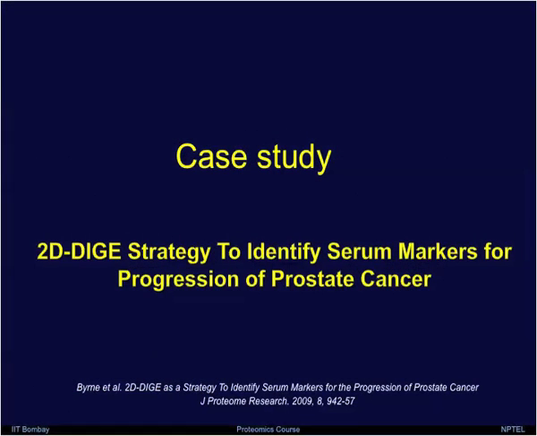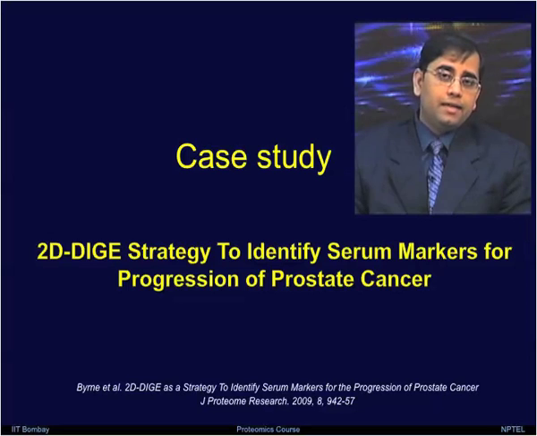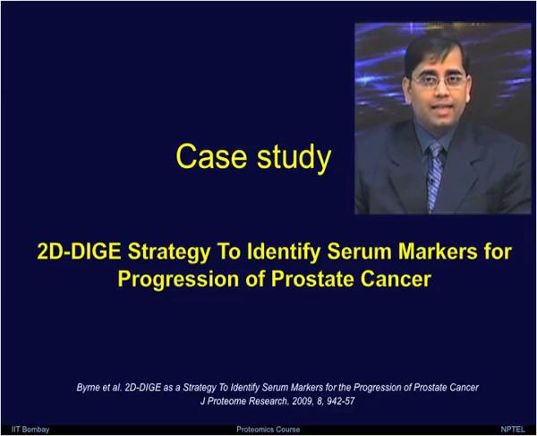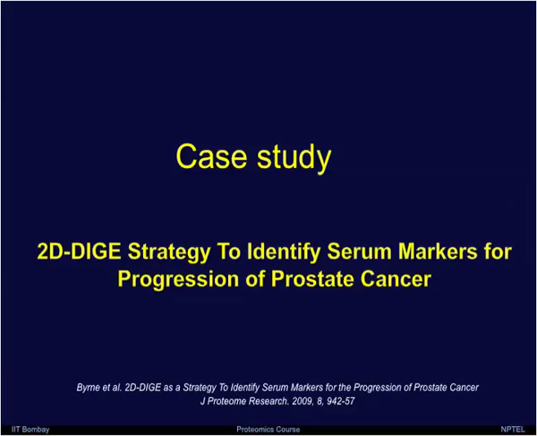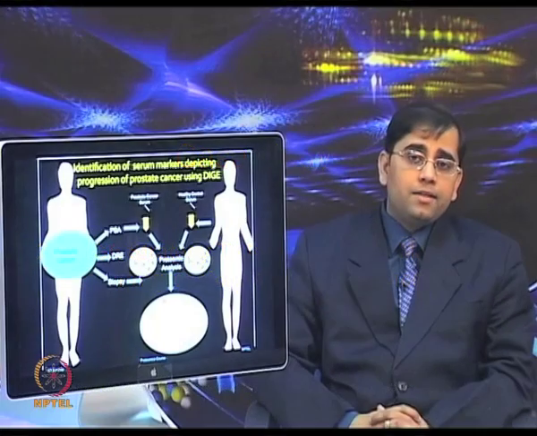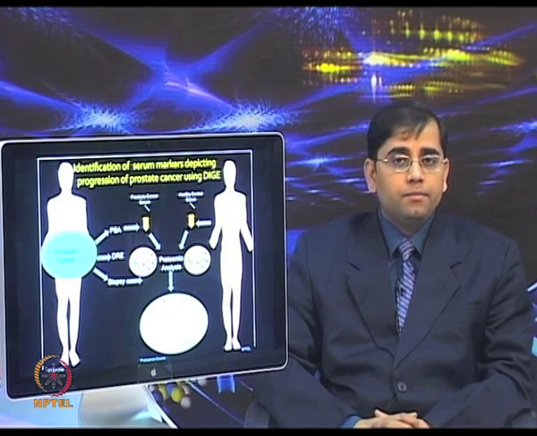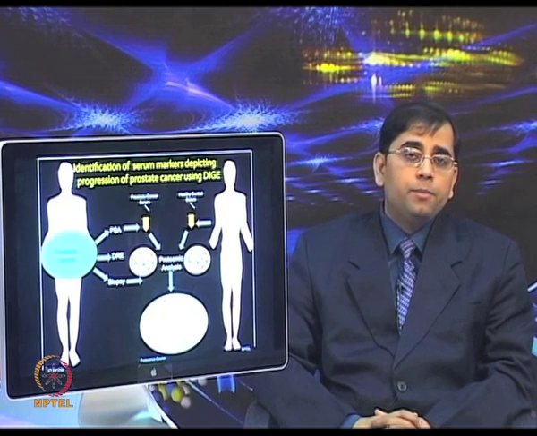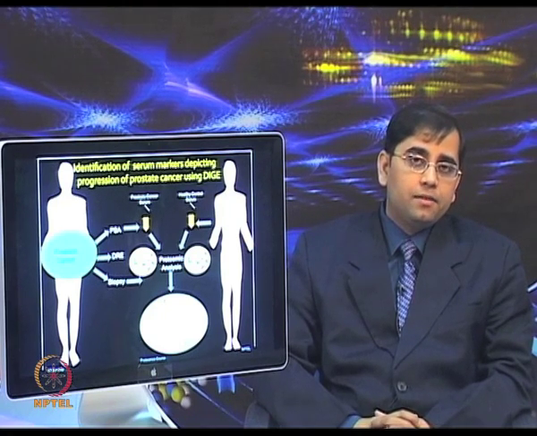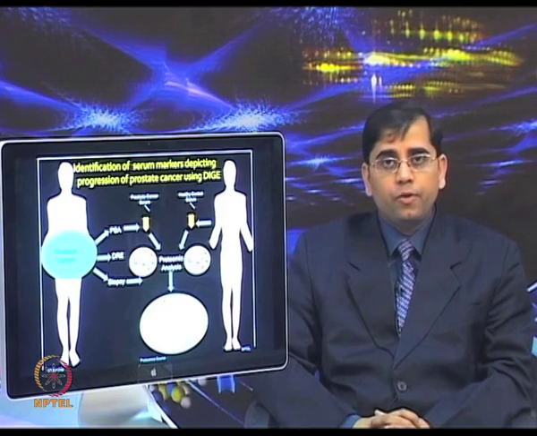So, let us now talk about a new case study, case study 3, on 2D-DIGE as a strategy to identify serum markers for the progression of prostate cancer. A study by Barnay et al., published in 2009. In this study, the authors aimed at identification of serum markers depicting the progression of prostate cancer by using the difference in gel electrophoresis technique.